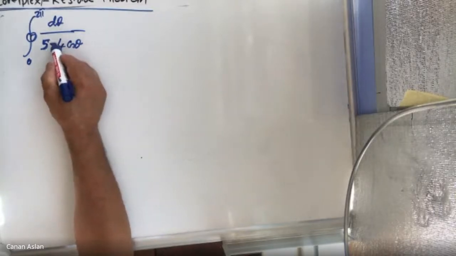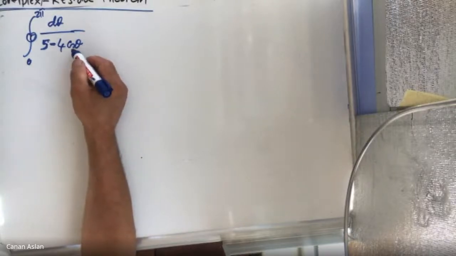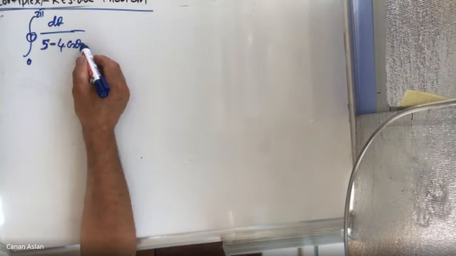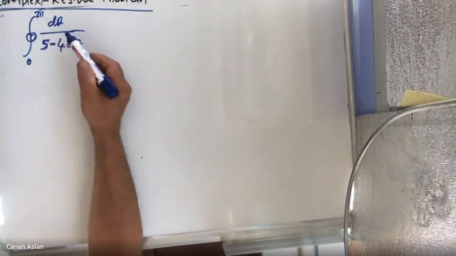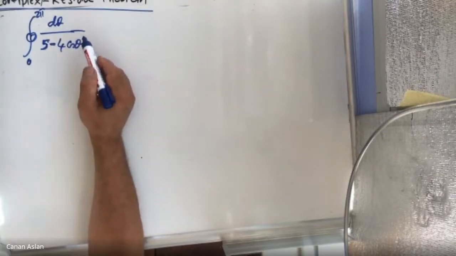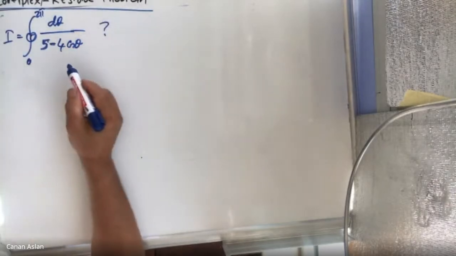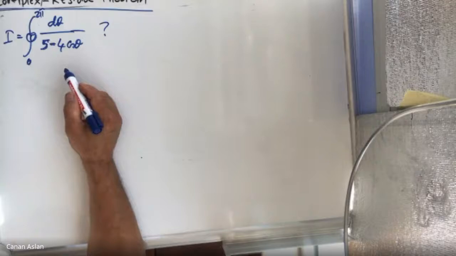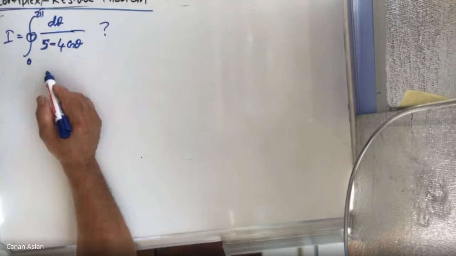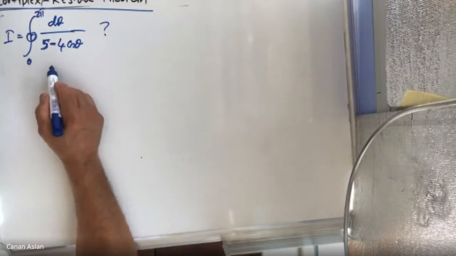This is not an easy integral because there is no way you can use change of variables, because the derivative of cosine theta is sine theta. There is no sine theta in the numerator, so there is a problem. So how can we calculate such a thing? Now what we will do is this.